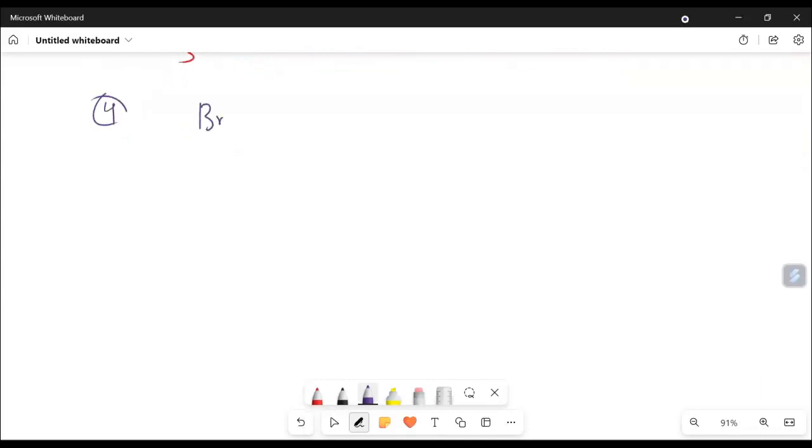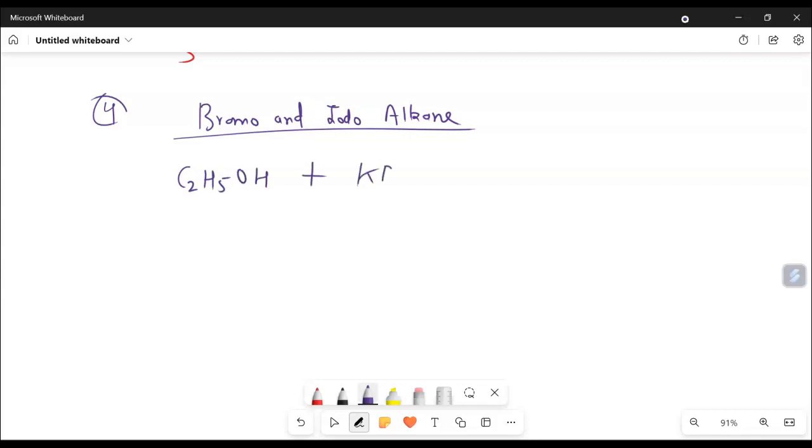Fourth, we will make bromo and iodoalkanes. Remember, this is all about ROH. So what you have to do is take C2H5OH, ethanol, and add KBr plus H2SO4. That will also give C2H5Br, the reaction takes place, plus KHSO4 plus H2O. C2H5Br will be formed.